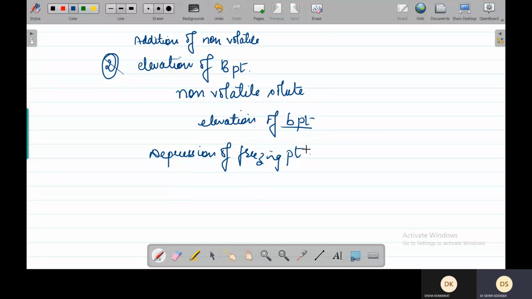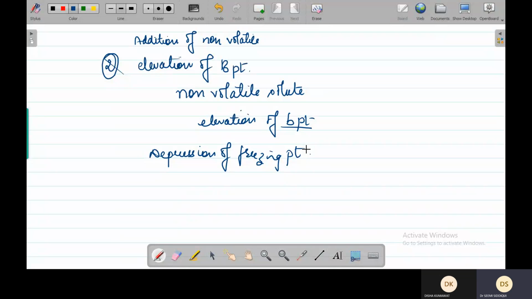Now, among depression of freezing point and your elevation of boiling point, we expect the numerical based questions over here.